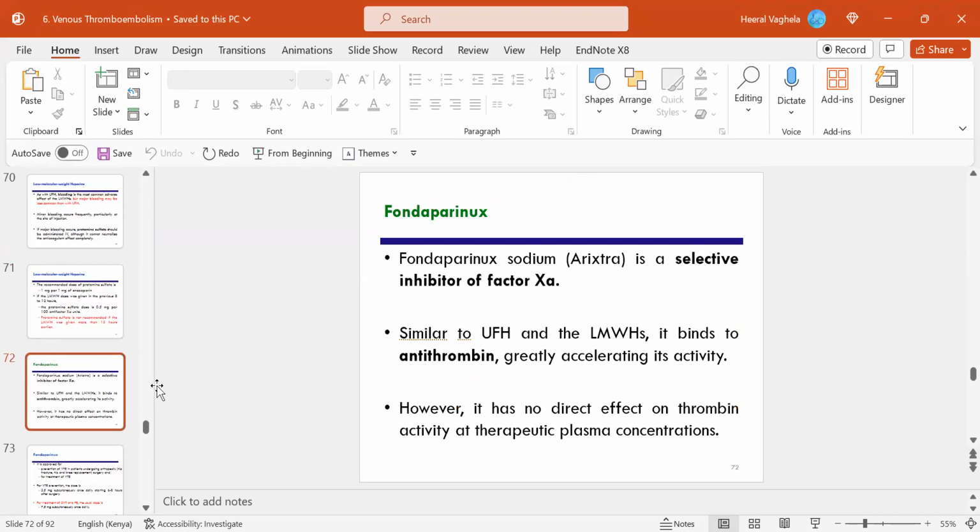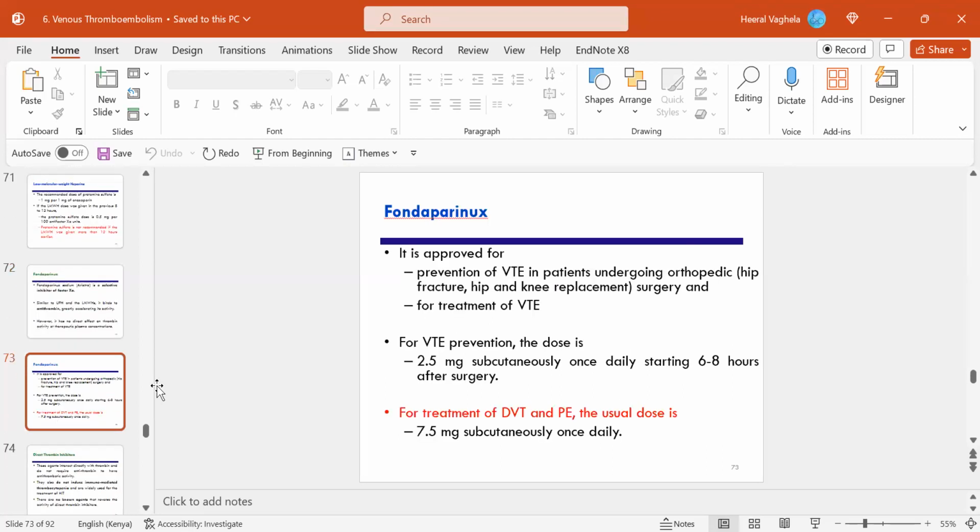And then this is fondaparinux, which is an inhibitor of factor 10. It binds to antithrombin. It can be given both for DVT and pulmonary embolism.